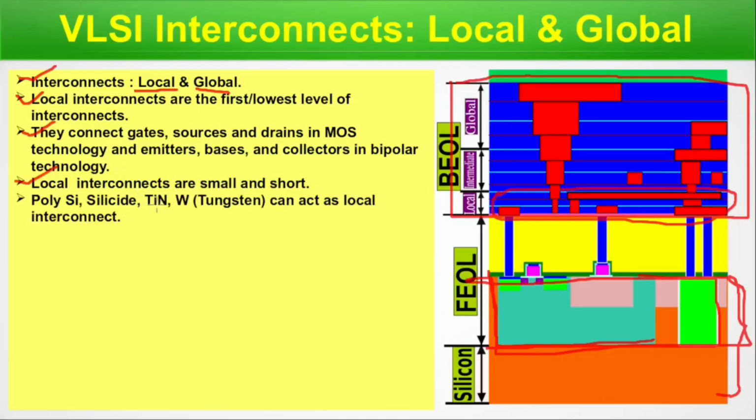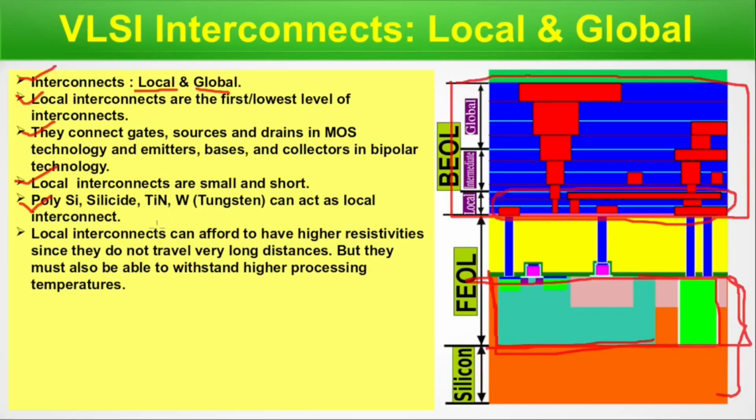Polysilicon, silicide, titanium nitride, and tungsten can act as local interconnects. There are many choices for interconnect material. The reason is that local interconnects can afford to have higher resistivity since they do not travel very long distances, but they must also be able to withstand higher processing temperatures. Now there are two very crucial points. Local interconnects, as we said, are very small and run for short distances. If the resistivity of a wire is higher, heating can happen. The longer the wire and the more resistive the material, the more it will resist current.